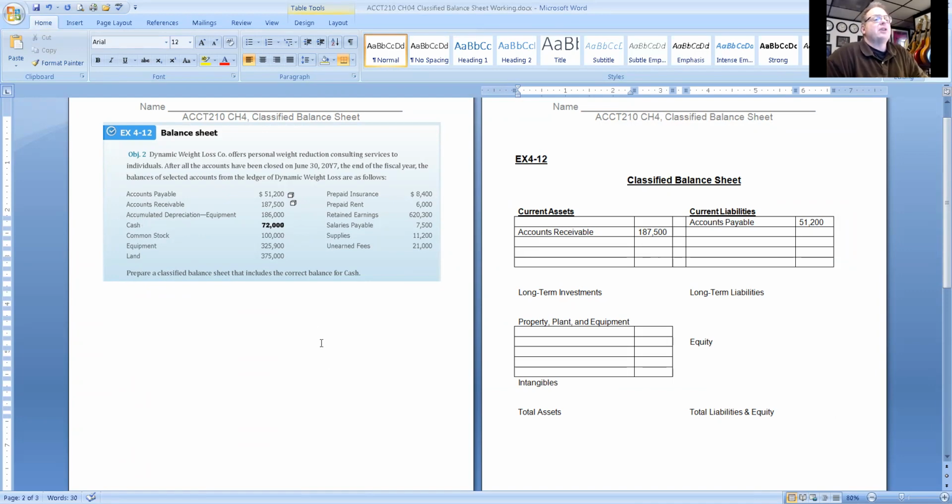Accumulated depreciation. Where's that going to go? Well, it's for equipment. So where's equipment going to go? Asset. It's definitely going to be an asset. Now, equipment, is it short term? Is it going to be in current, or is it going to last for more than a year, most likely? That's more than a year. So it'll probably be property, plant, and equipment.